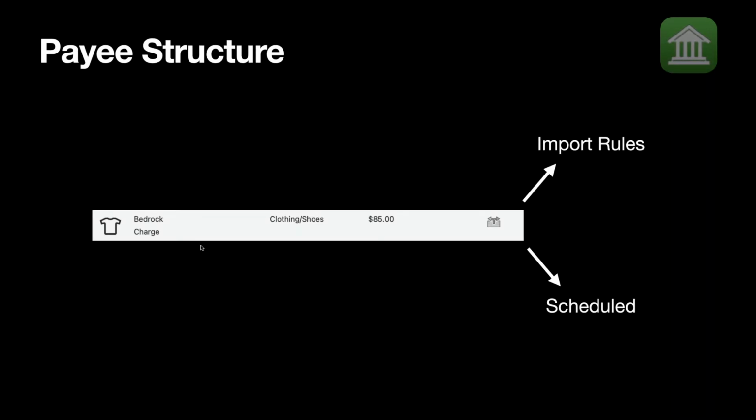So, for example, here is a screenshot of what a payee looks like in the app. In this case, the payee is Bedrock, and you'll see that the transaction type is charge, the category is clothing, shoes, and the amount associated with it is $85. Then you'll see over on the right, I have these two arrows shooting off. And this is saying, hey, here is a payee, and this is like a template. If I type in Bedrock into the app, it's going to autofill with charge. It's going to use the right category, and it's going to enter in the amount that we last spent at this payee, which in this case was $85.